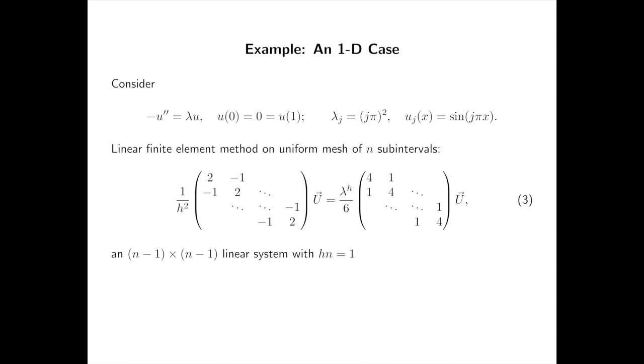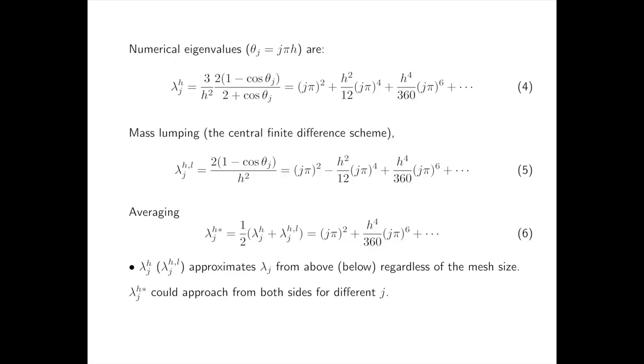And here, 1 for 1, here is 6. You see this mass matrix. And we have an n minus 1 times n minus 1 linear system because we have n intervals. And h times n equals 1, so uniform mass. So you can literally compute eigenvalues. And in Babuska and Osborn's paper, the 1991 paper, you have this stuff, right? And actually, I later compute a triangle, and I compute this for the 2D case, you can compute triangle, rectangle, and so on. But this one is very clear. You can have something here.